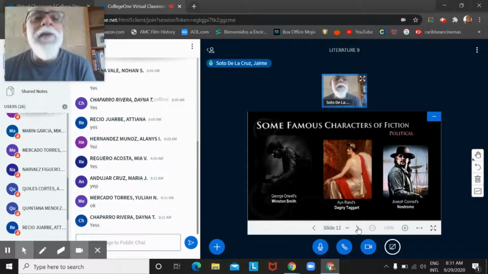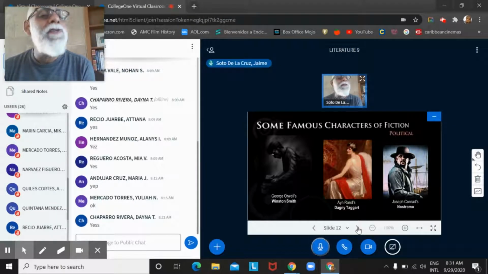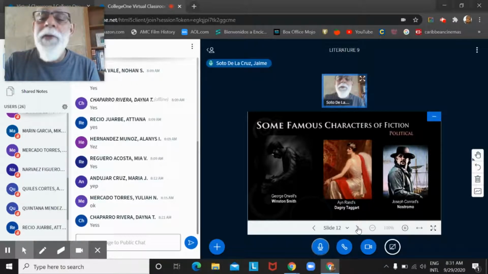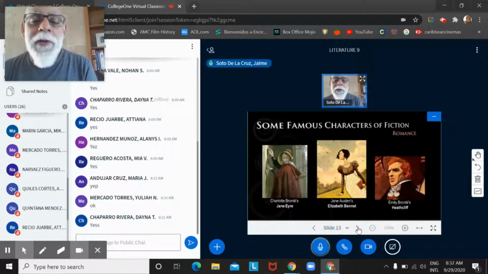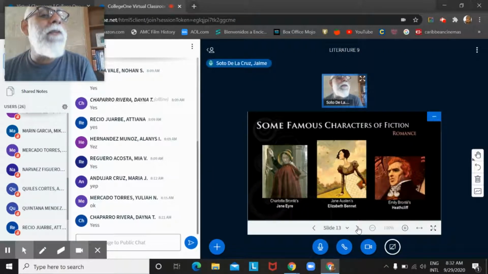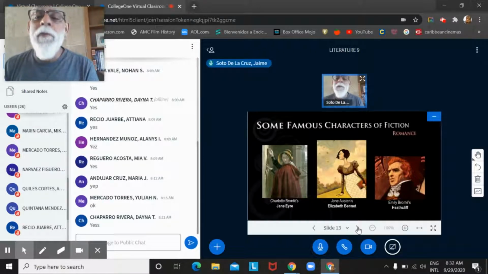In political fiction, some famous characters include George Orwell's Winston Smith, the protagonist of 1984, Ayn Rand's Dagny Taggart from Atlas Shrugged, and Joseph Conrad's Nostromo from Nostromo. In romance, famous characters include Charlotte Bronte's Jane Eyre from Jane Eyre, Jane Austen's Elizabeth Bennet from Sense and Sensibility, and Emily Bronte's Heathcliff from Wuthering Heights.